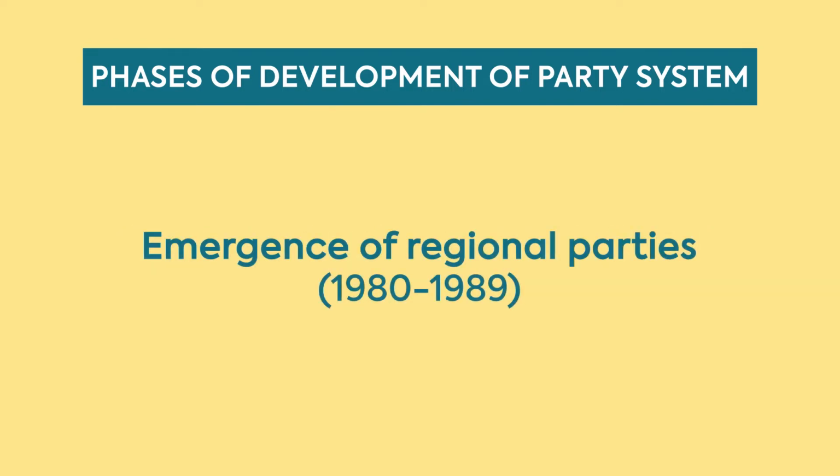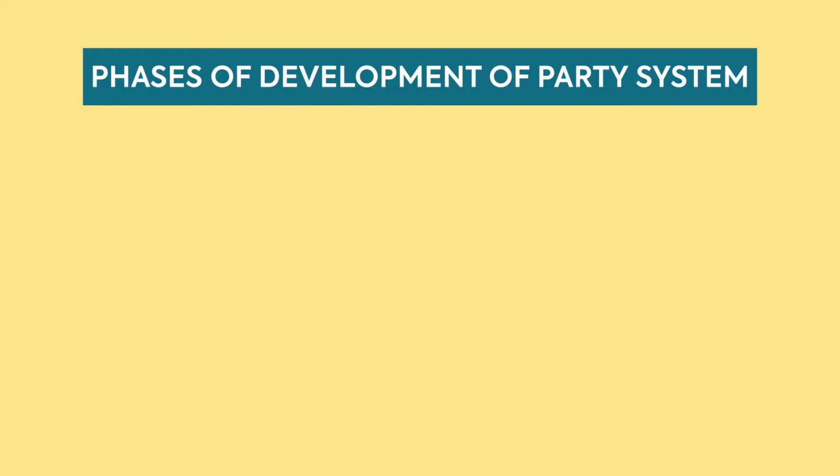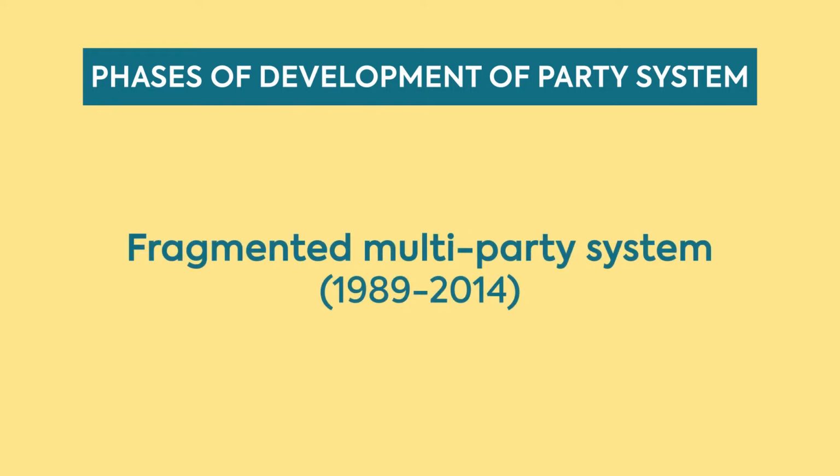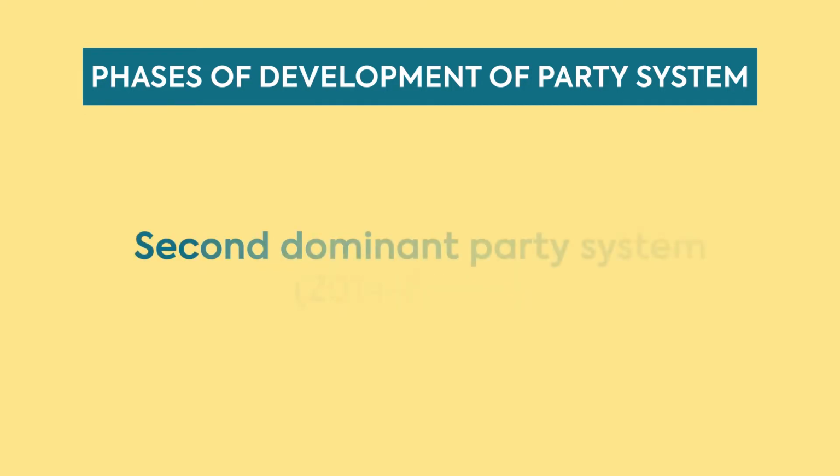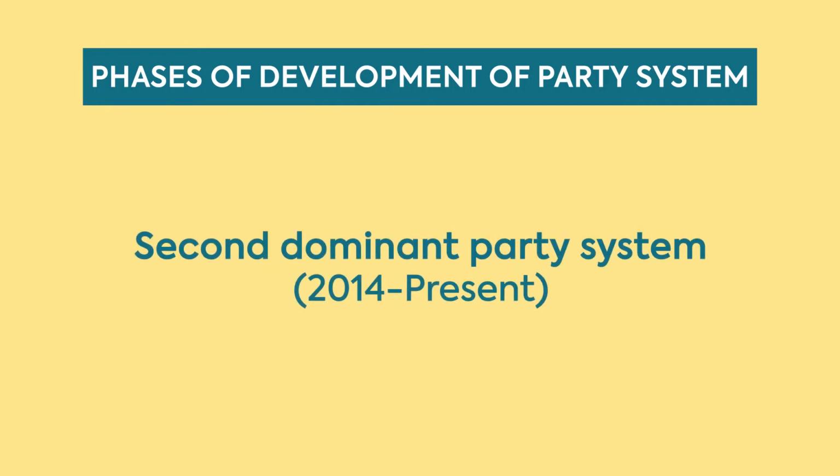The fourth phase was the emergence of regional parties during the 1980s. The fifth phase is called the fragmented multi-party system, which was from 1989 to 2014. The last phase is called the second dominant party system, which has emerged during 2014 and which we can see in the present times.